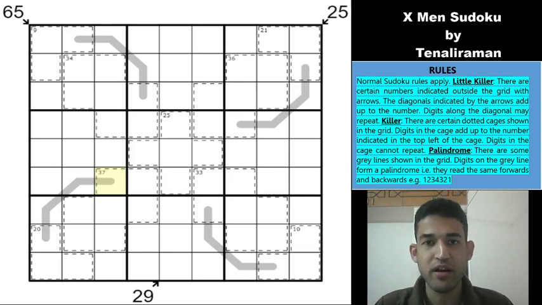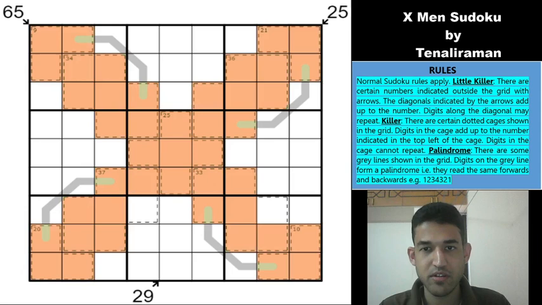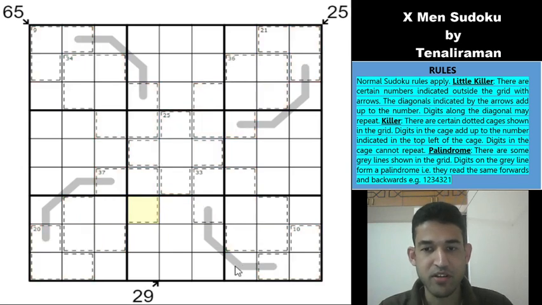This was themed on superhero, and as you can see, we have a beautiful X shape in the grid, right? If you look at the cages alone, it's very pretty to look at. This cell will also be red. And the theme of the Sudoku is X-Men. So we'll start solving the Sudoku now.